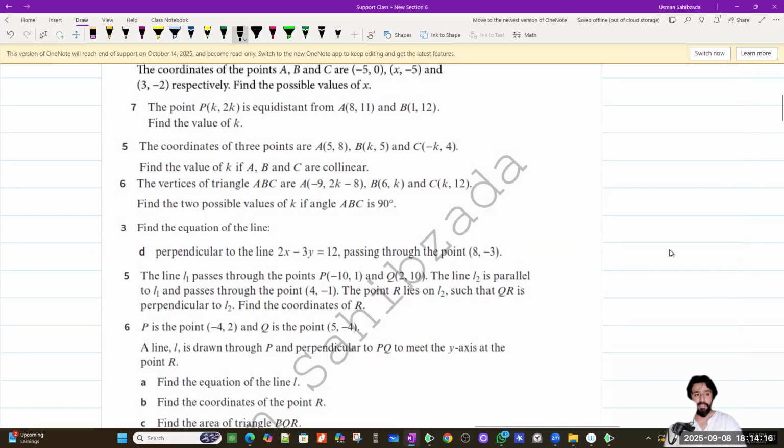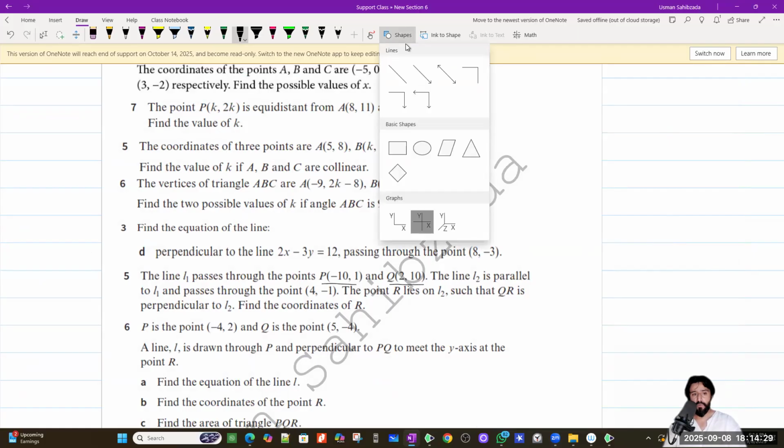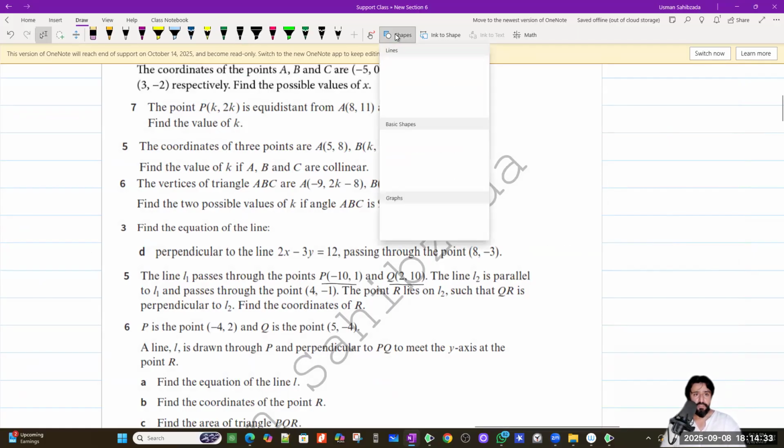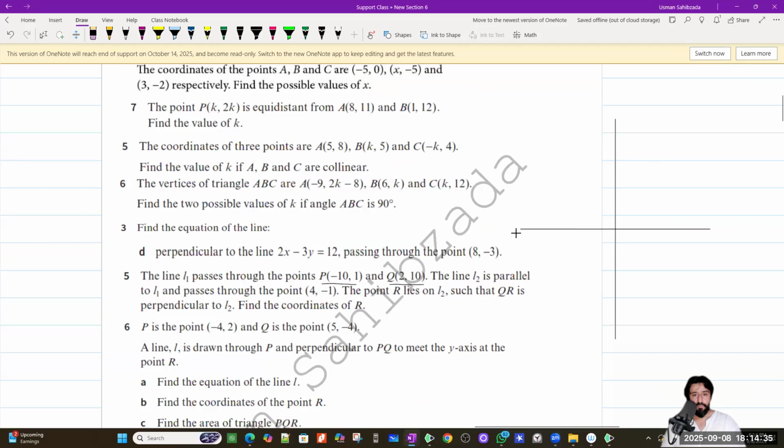The line L1 passes through the point minus 10, 2 and 2, 10. Line L1, what is happening? Just give me a second. Okay, yeah. So it passes through minus 10, 1. This is point P. I mean, point Q, 2, 10. Random, 2, 10.